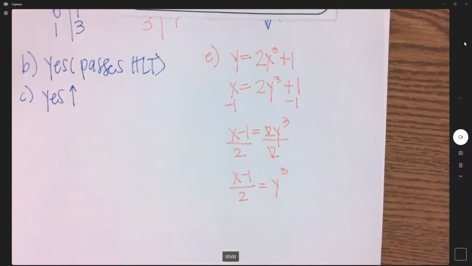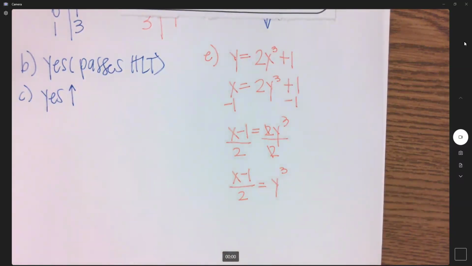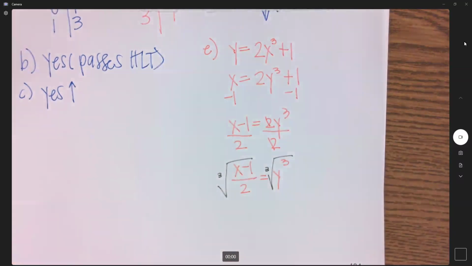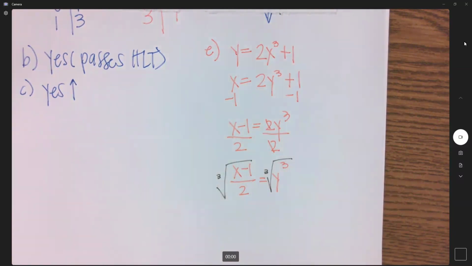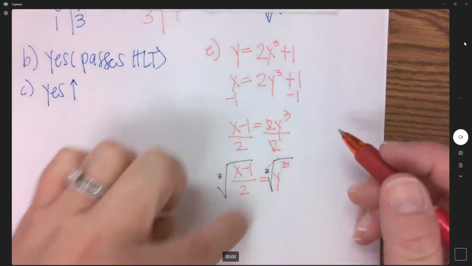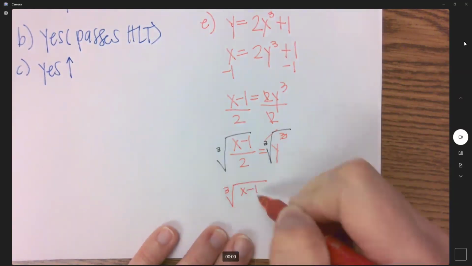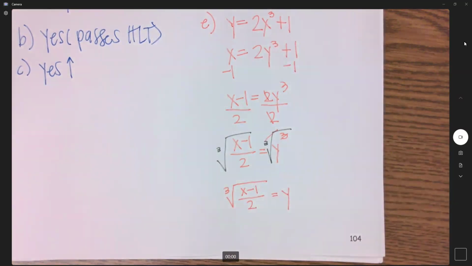And now what is the opposite of cubing y? That is to take the cubic root. So just like the opposite of squaring is to take the square root, the opposite of y to the third power is to take the cubic root. You always want that exponent and that index to match. So my radical and my cubed cancel here, and I can't do anything with this side again. So this is the cubic root of x minus 1 over 2, and now that equals y.